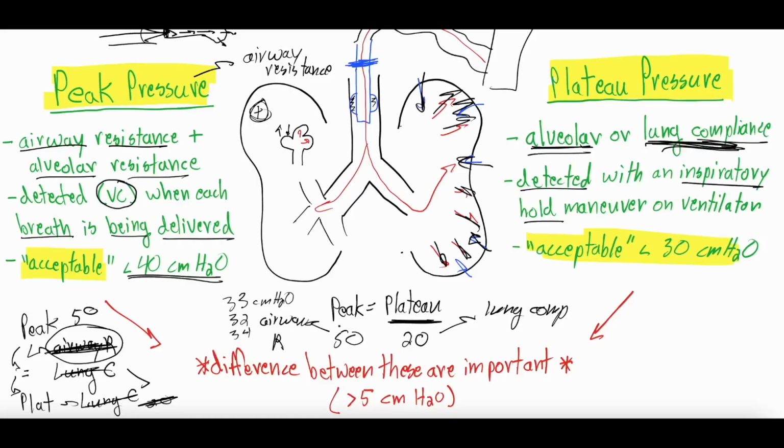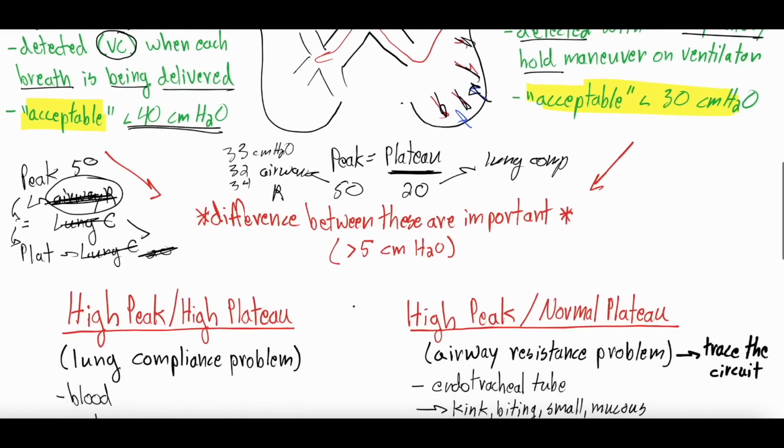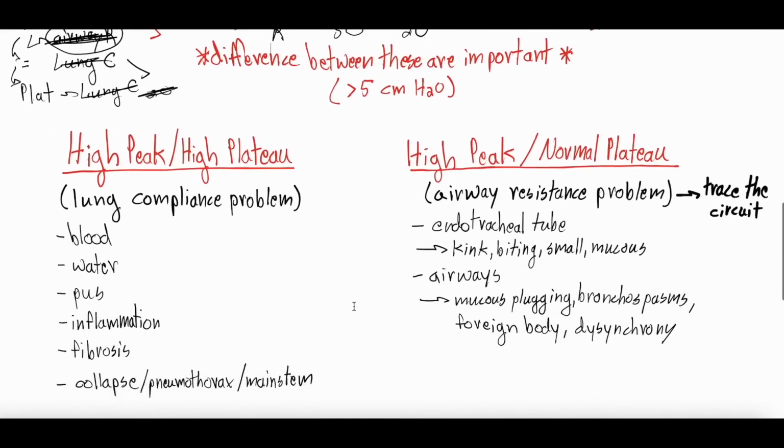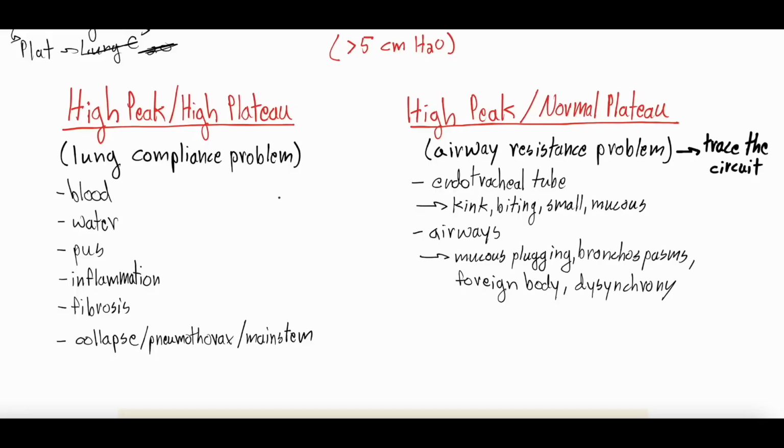And both could be high, and it could be a both problem as well, but the differentiation between the two is important in deciding if it's an airway resistance problem or a lung compliance problem. Because airway resistance and lung compliance are going to represent different things, right? So as we mentioned, let's say there's a high peak pressure and a high plateau pressure, right? So peak pressure is 50, plateau pressure is 50, that's very high.